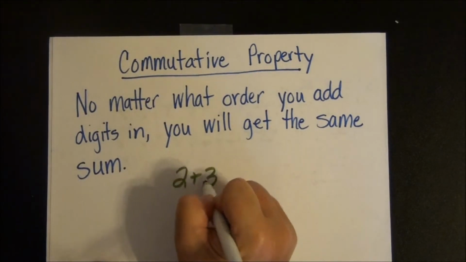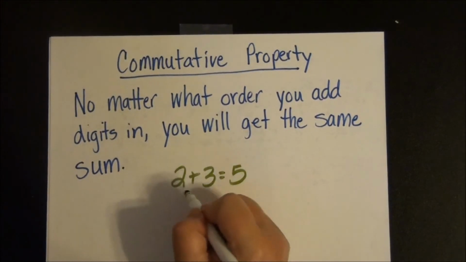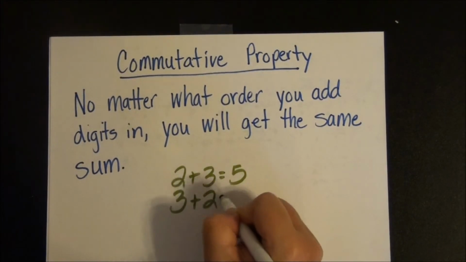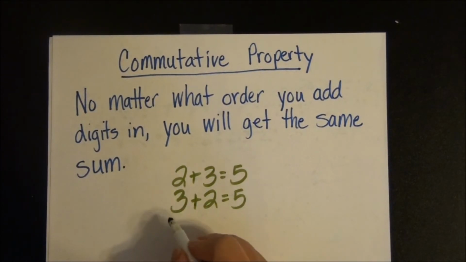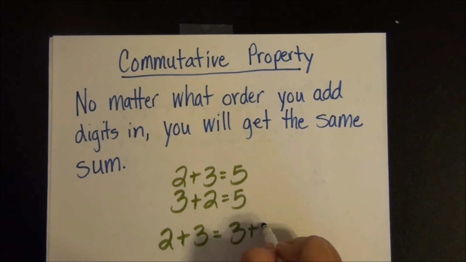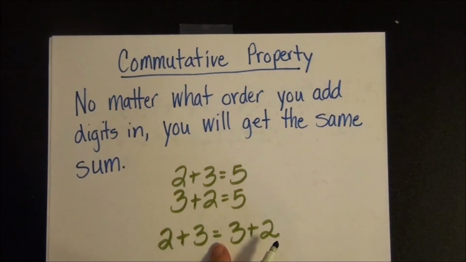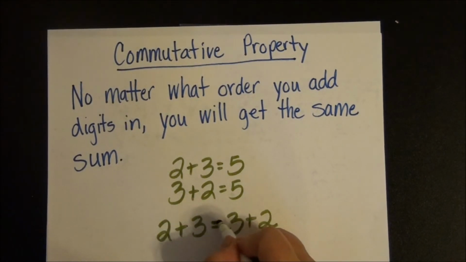2 plus 3, we know that that is 5. And likewise, we can say 3 plus 2, which equals 5. You will also see commutative property expressed this way. 2 plus 3 equals or is the same as 3 plus 2. I always encourage my students when they have operation symbols on both sides of the equal sign to say is the same as. It helps them remember that this means is the same as, not here comes the answer.